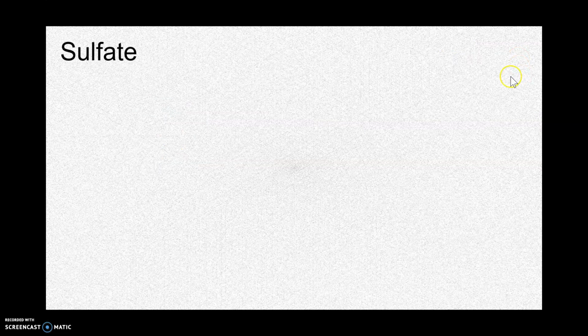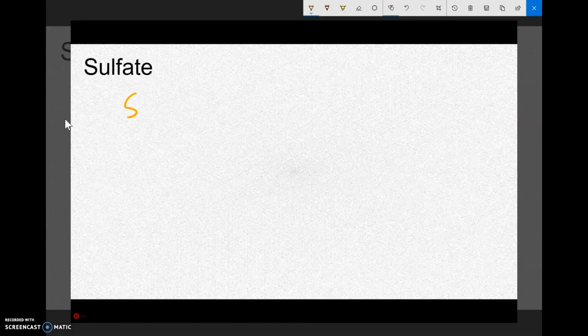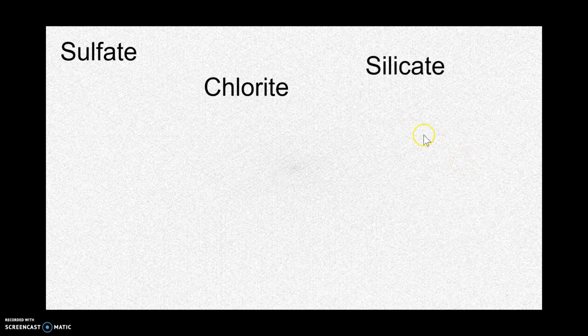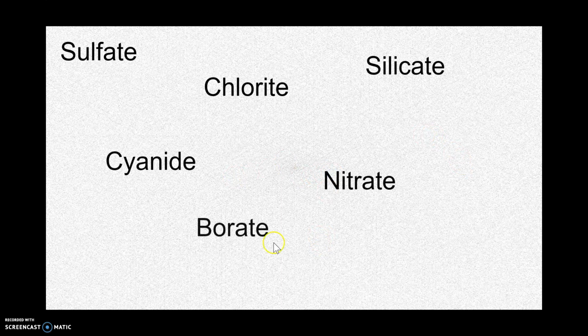All right, so this is just kind of a game we played today. So I put up a name, and you look at the list of polyatomic ions on the front of your packet, and you would just write down, oh, sulfate, and you'd find it, and it has an SO4 with a 2 negative charge. So I'll put these, and you can stop the video and look for them. So another one is chlorite, silicate, cyanide, nitrate, and borate.